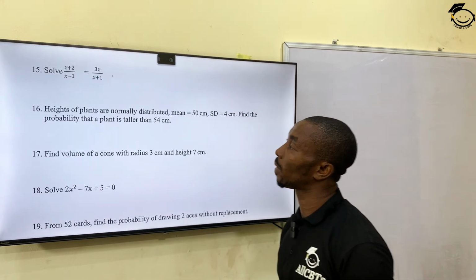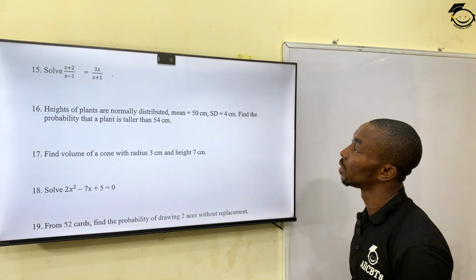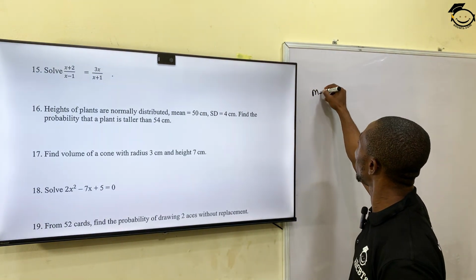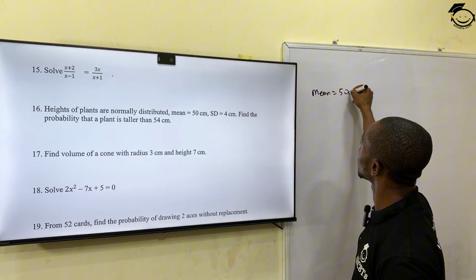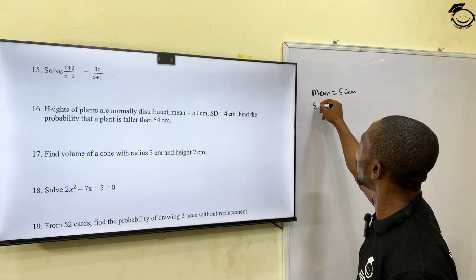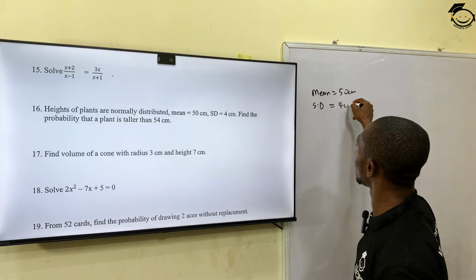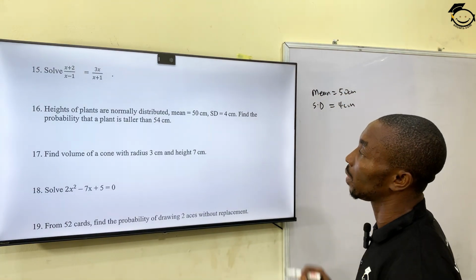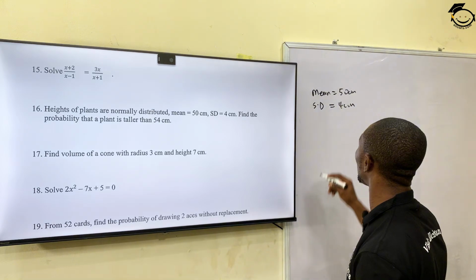Now, heights of plants are normally distributed. If we have our mean to be 50 centimeters and our standard deviation to be 4 centimeters, it says find the probability that the plant is taller than 54.